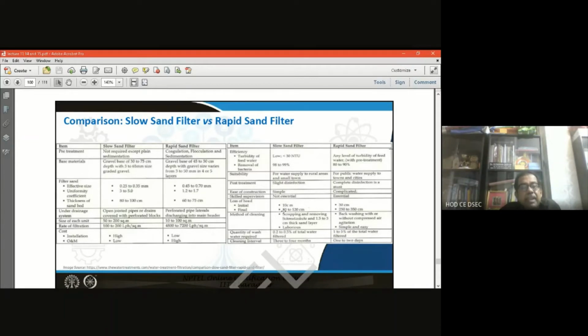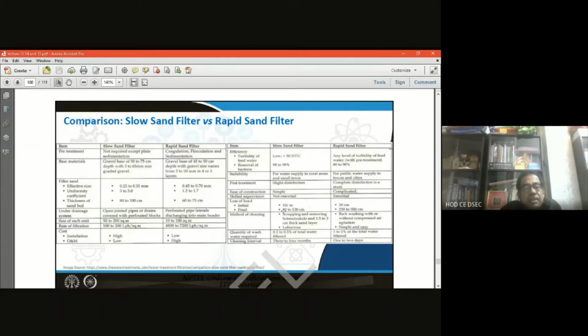Thickness of sand bed is 80 to 100 centimeter in case of slow sand filter, but in case of rapid sand filter it is 60 to 75 centimeter. Now below the base, that is the under drainage consideration. If we see the slow sand filter, it is open joint pipes or drains covered with perforated blocks. But in case of rapid sand filter, it is the perforated pipes laterals discharging into main header.